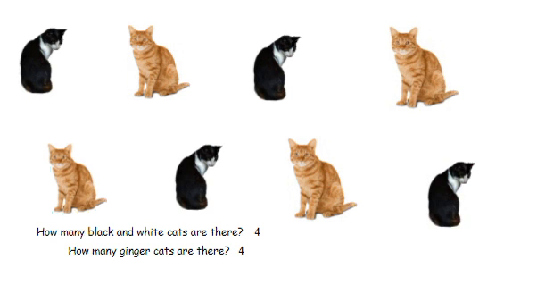Before you count them, how many do you think there's going to be all together? Now let's count them carefully together. 1, 2, 3, 4, 5, 6, 7, 8. There are 8 cats all together.